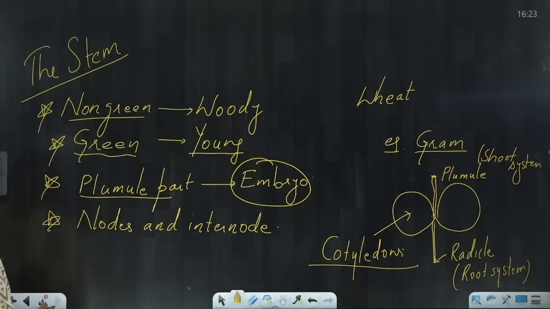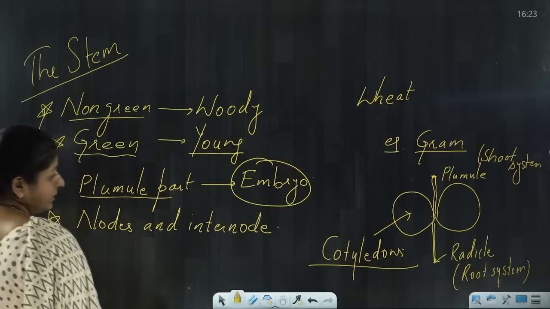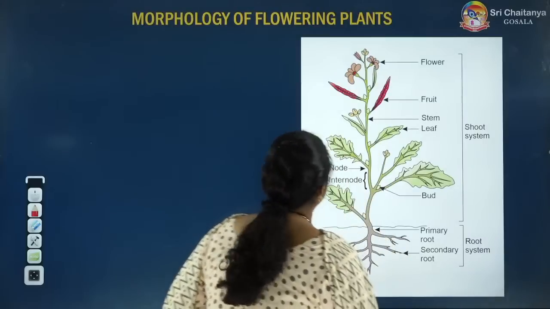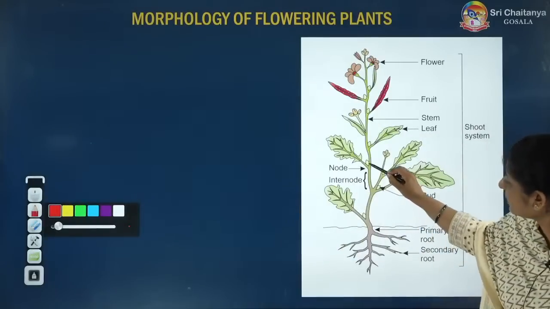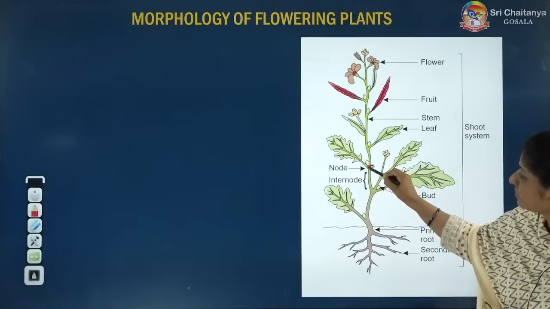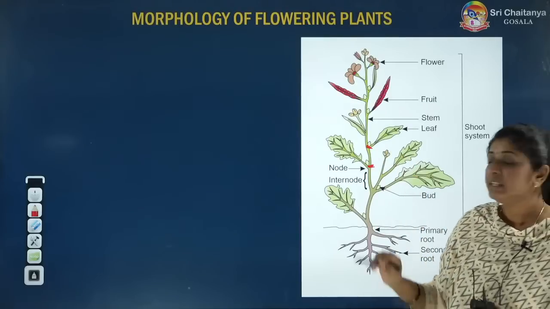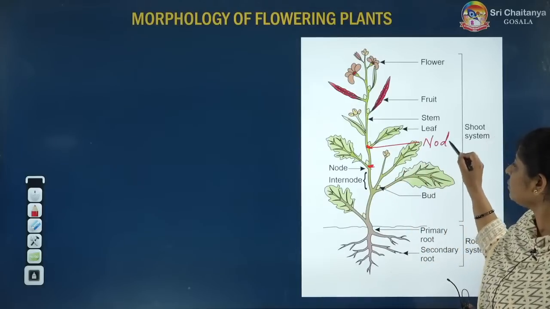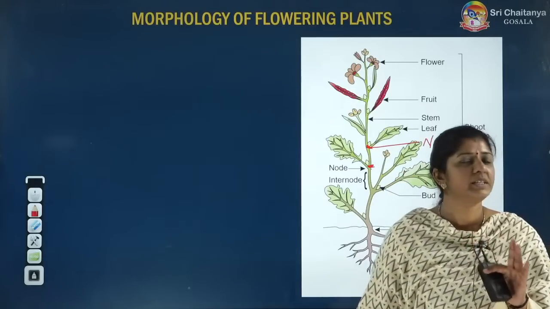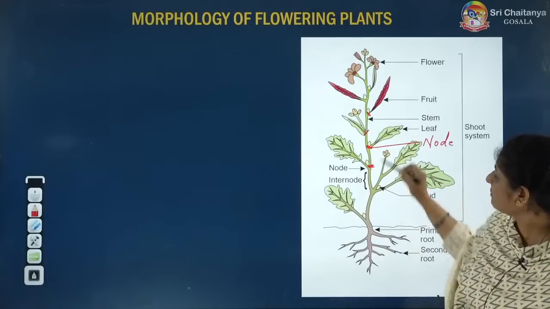For this I am going back to that slide again. When we check this slide, can you see here the leaf is coming out from this point? Again, a leaf is coming out on this point. The point where the leaves are coming out, that point you call a node. Are you understanding? So what is a node? The point from where the leaves are coming out.